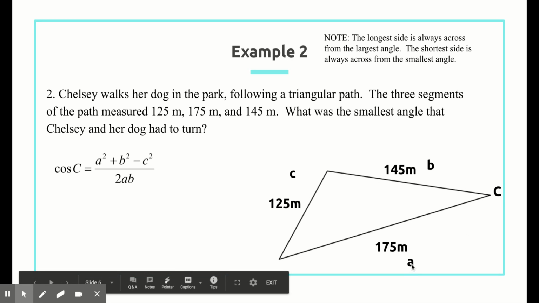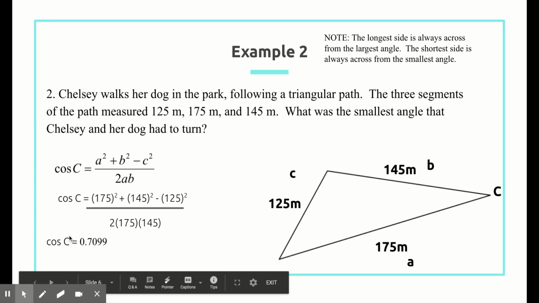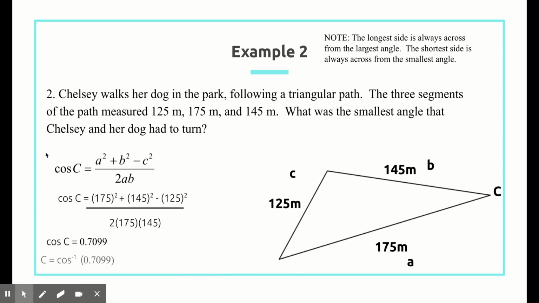So I'm taking a squared, 175 squared, plus b squared, 145 squared, minus c squared, 125 squared, and then dividing by 2 times 175 times 145. You can plug this all into the Desmos scientific calculator. I'll put a link in the Google Classroom. You'll calculate that cosine C is equal to 0.7099. Then, because I need that angle by itself, we do the cos inverse. Again, you can type cos inverse into the Desmos calculator, and you'll get 45 degrees for that angle.